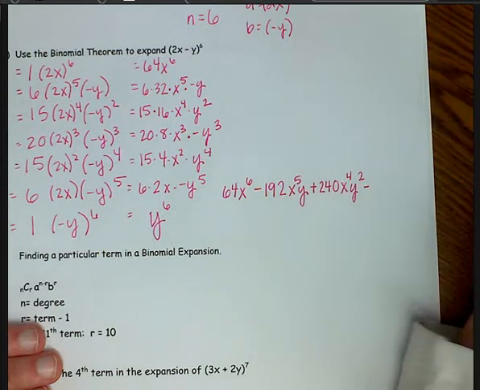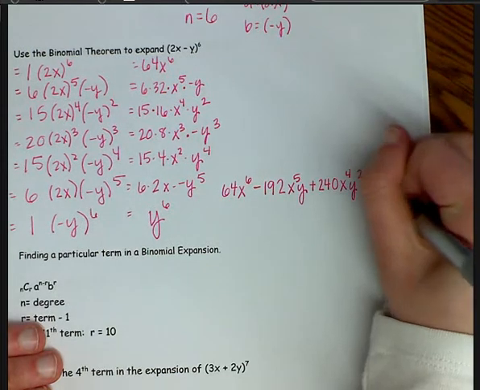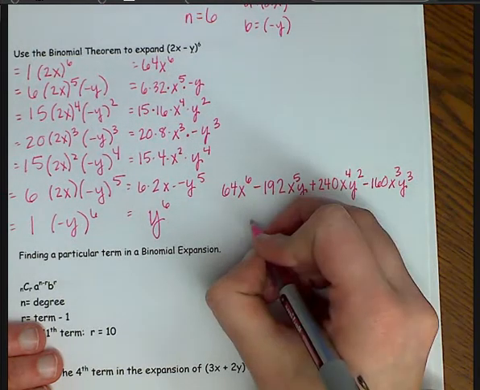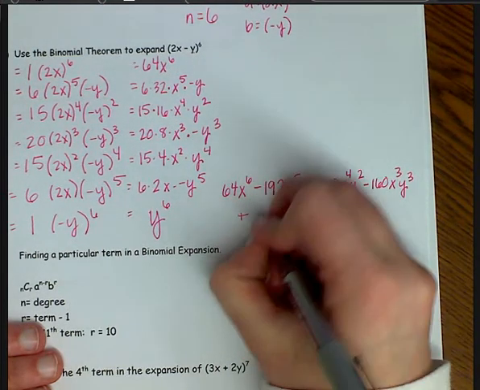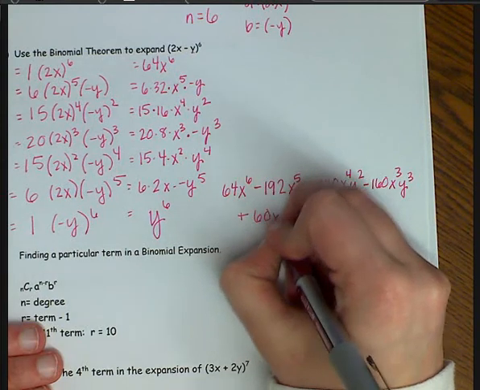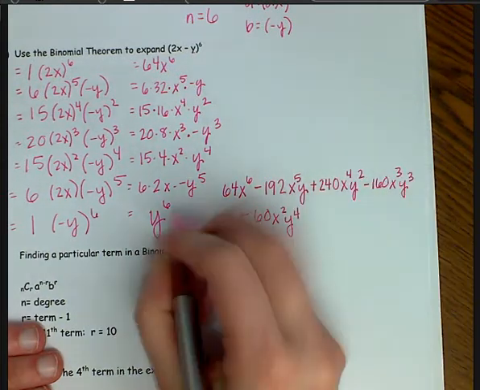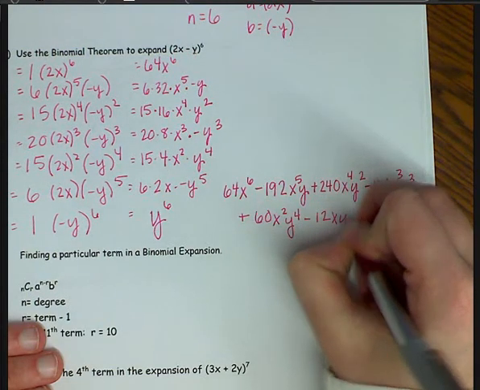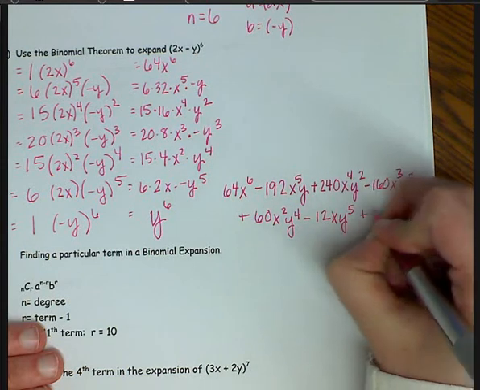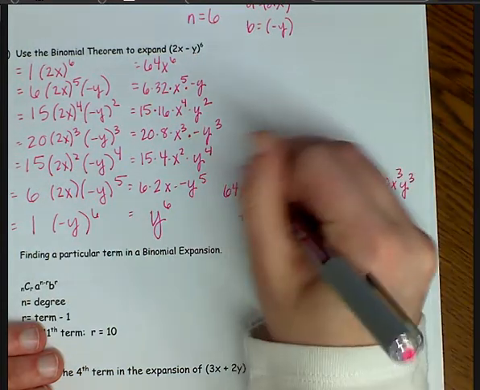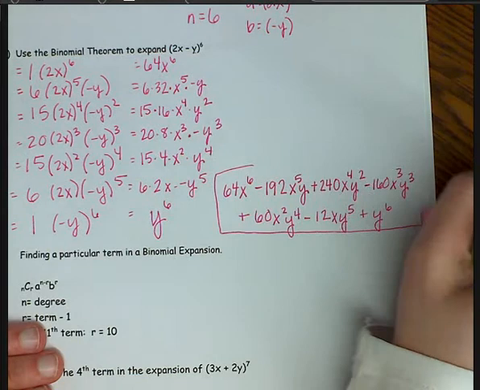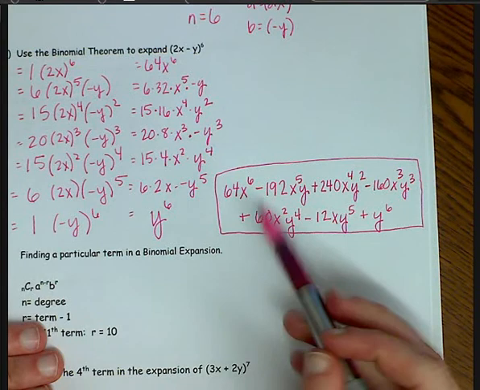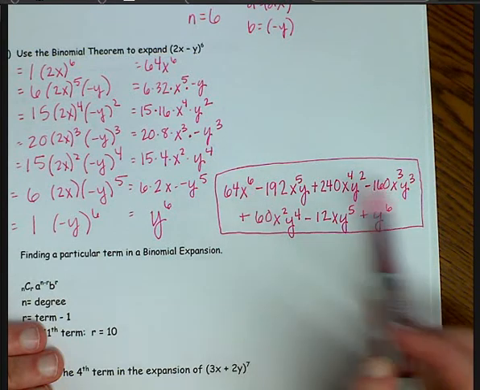20 times 8 is 160 x cubed y cubed. Next we're going to have plus 15 times 4 is 60 x squared y to the fourth, minus 6 times 2 is 12 x y to the fifth, and last plus y to the sixth. So this whole thing is the expanded form of our polynomial. Notice the exponents of the x are going down, the exponents of the y are going up.